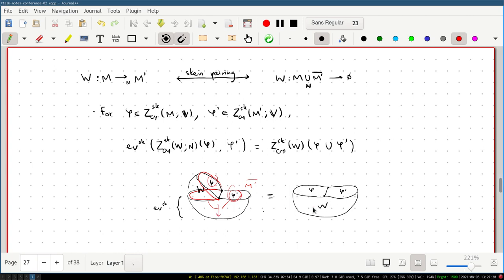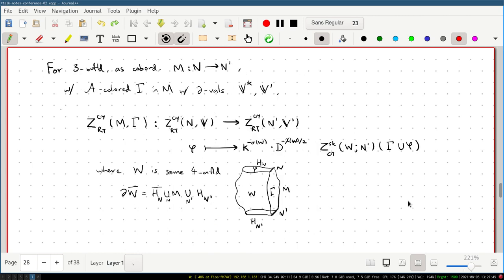W. So here W joined with this part here, this is still W. This is actually just W. So the picture is clear, but essentially the skein pairing translates between these two perspectives. So for a three manifold with a graph inside it, you can think of it this way, vertical here.